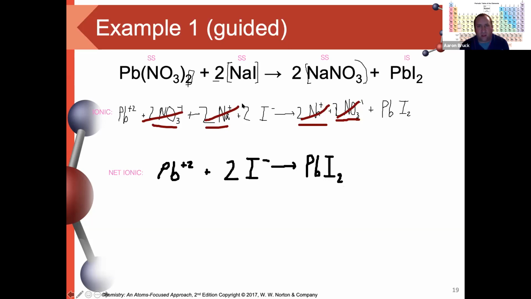So that's how we can take a molecular equation and really break it down into its essence. When I combine the lead two nitrate with the sodium iodide, and I put them all together, what ultimately happens is that the lead ions find the iodide ions and they come together to make lead two iodide. Other than that, pretty much nothing else changes. All right. Any questions on this example? No.